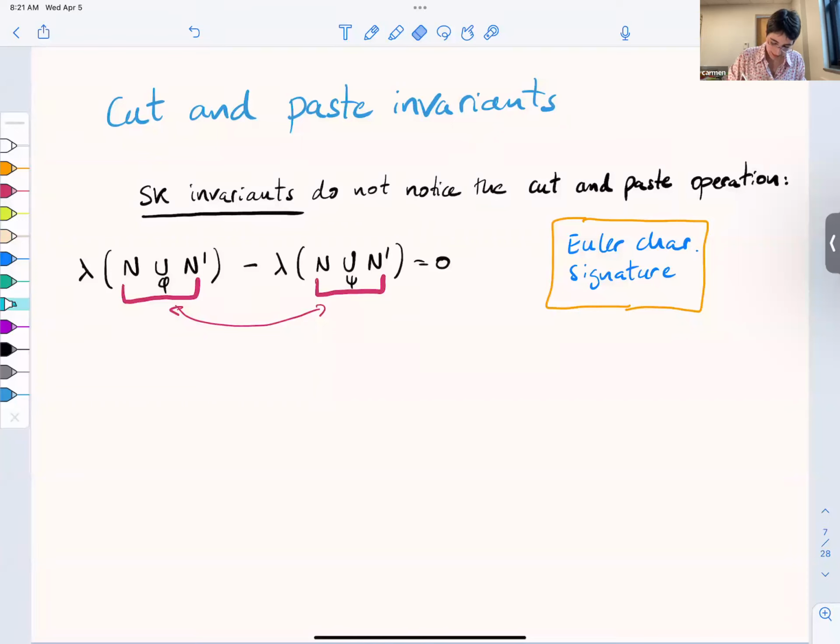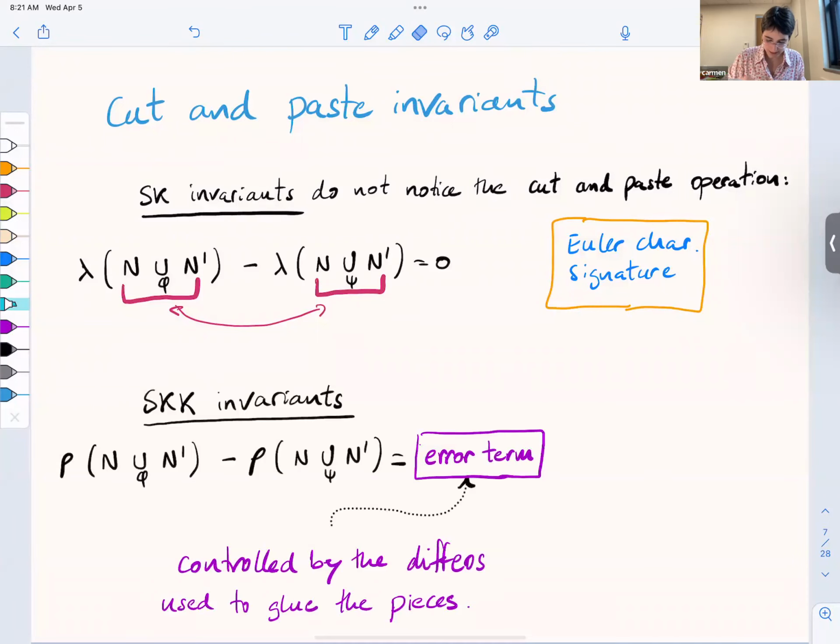There is another generalization of this notion of cutting and pasting, which gives rise to a much bigger family of invariants. These are called SKK invariants. SK stands again for schneiden und kleben, cutting and pasting, and SKK stands for schneiden und kleben, kontrolliert. So in the second case, kontrolliert, there's a way to control this error term.